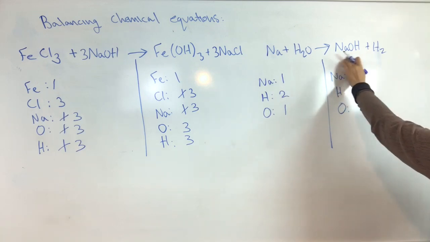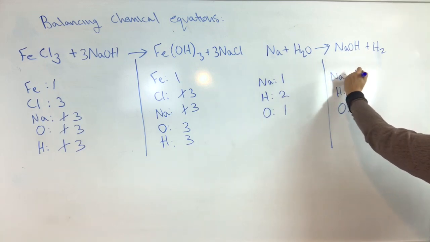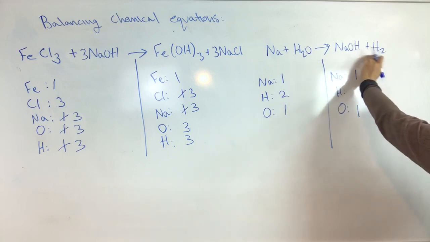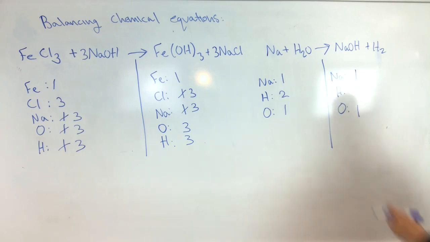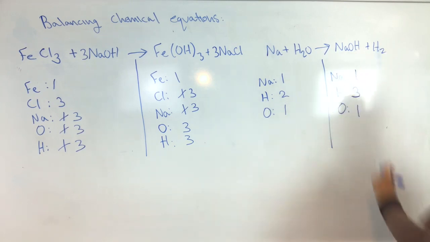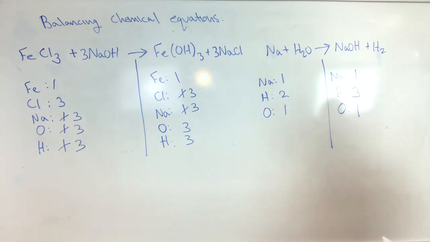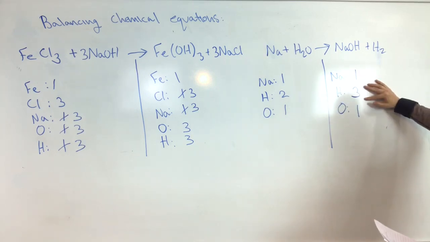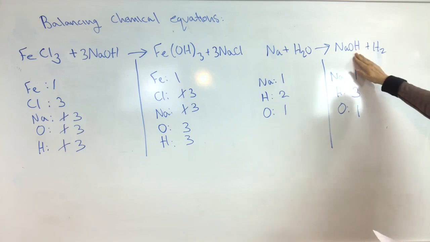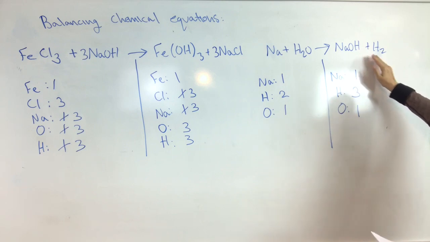Now we just list what we have over here as well. So we have 1 sodium, 1 oxygen, and then we have hydrogen in 2 of our products. So we need to add them all up. So we have 2 here and 1 here. So we have 3 hydrogens. So what I'm going to do is, normally I would leave hydrogen to last, but right now we definitely want to leave it to last because we have hydrogen in 2 of our products.